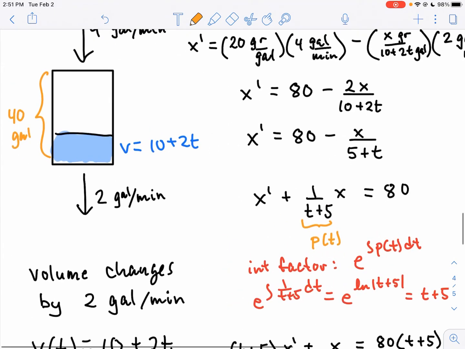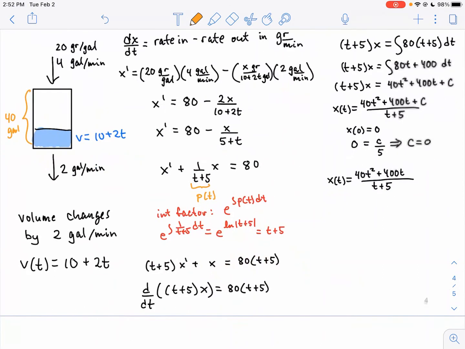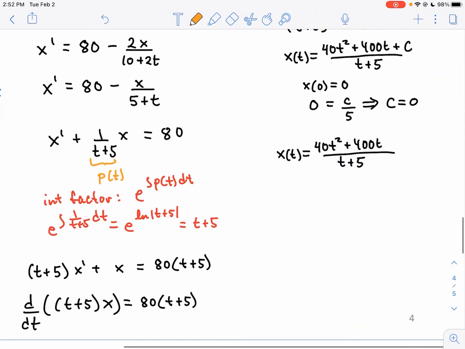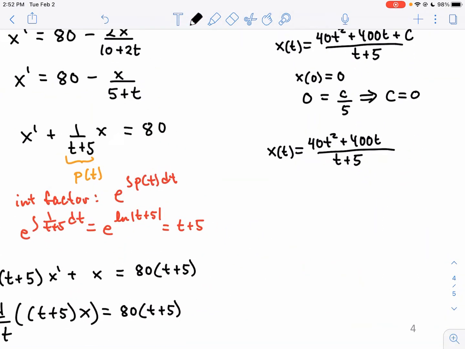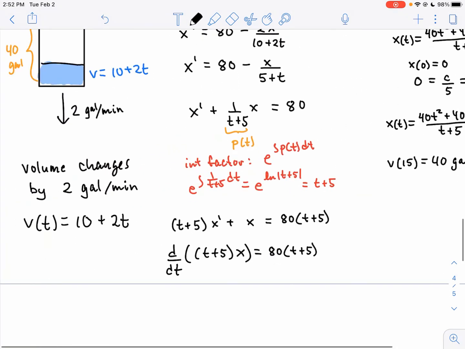Well, there's an initial discrepancy of 30 gallons, right? So we had 10 gallons to begin with, and we had 30 gallons to go to fill it up. And we're gaining 2 gallons every minute. So it's going to take 15 minutes. Right, the volume, 15 minutes in, will equal the 40 gallons, which is our capacity.